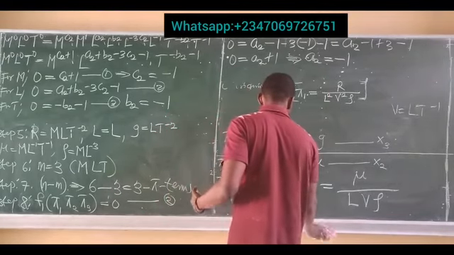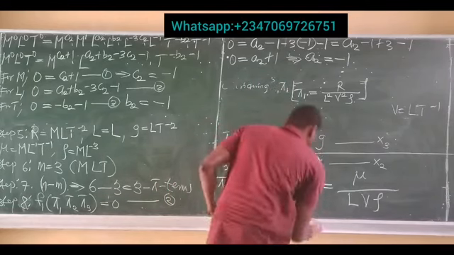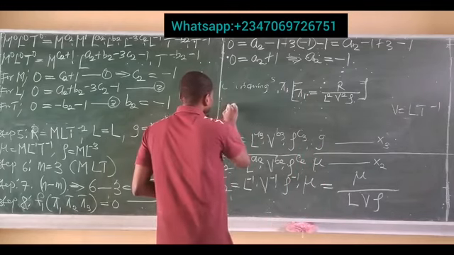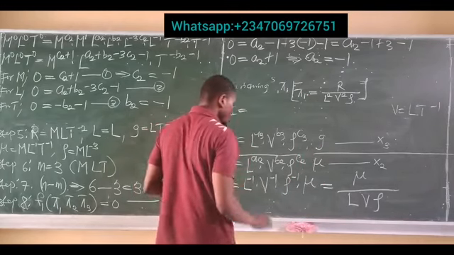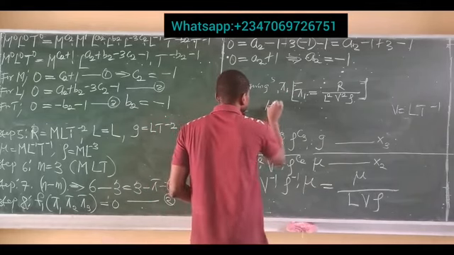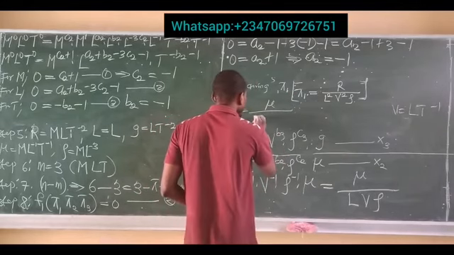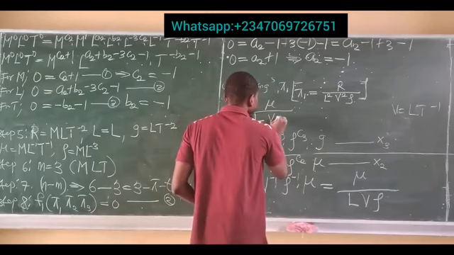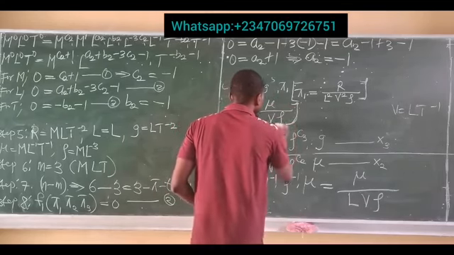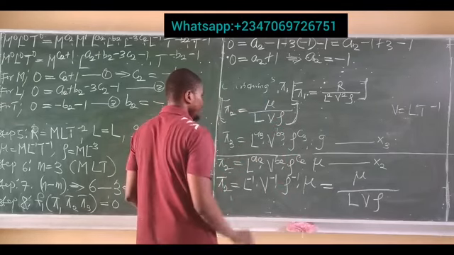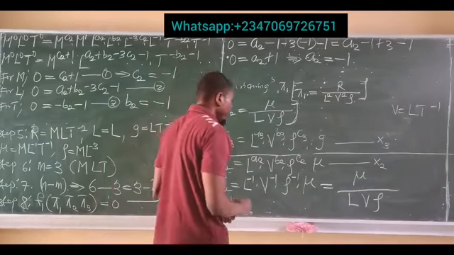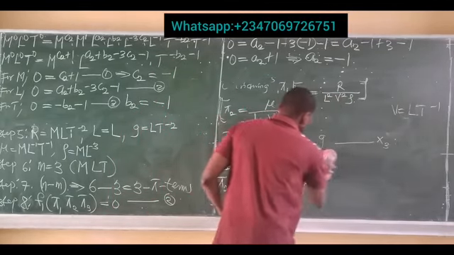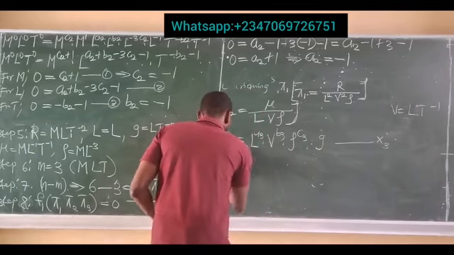So the final thing to do is to solve for what? Pi 3. Okay, so pi 2 is equal to, remember, mu all over L times V times rho. Okay, so this is our pi 2. All right. Finally, we solve for what? Pi 3, which is the final Buckingham's pi function. So we solve for pi 3.